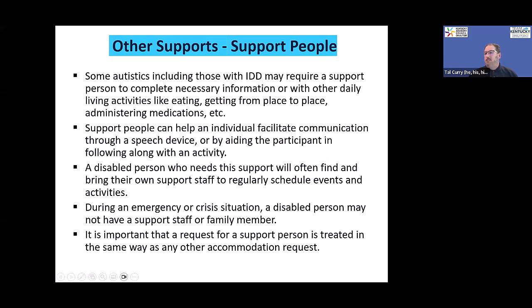During an emergency or crisis situation, a disabled person may not have a family or support member with them, so it's important that you have the ability to request a support person, or someone that knows that individual. If it's a student, that person can help accommodate that child, especially in the time of a disaster situation or crisis, fire alarms, tornado drills, all those fun things that sometimes create panic in many kids, but obviously many autistics particularly struggle with that.